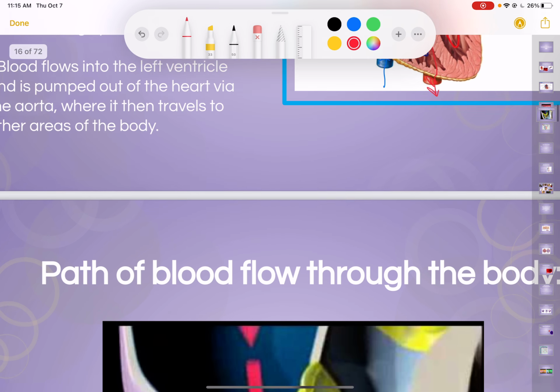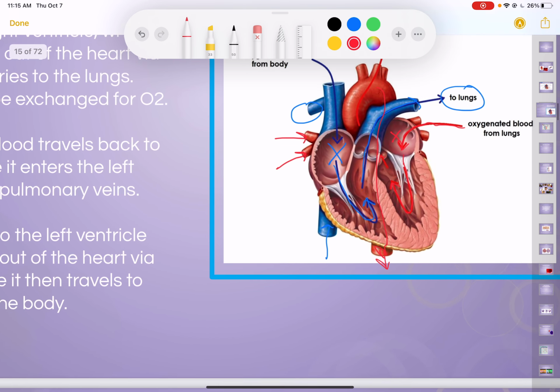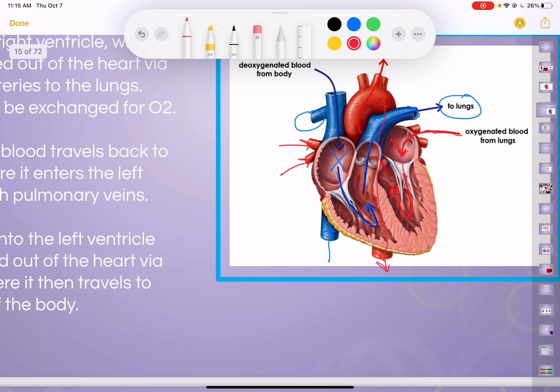All right, so that's the pathway of the blood in the heart. It's not too confusing once you know that all of the right side of the heart is deoxygenated and all the left side of the heart is oxygenated.